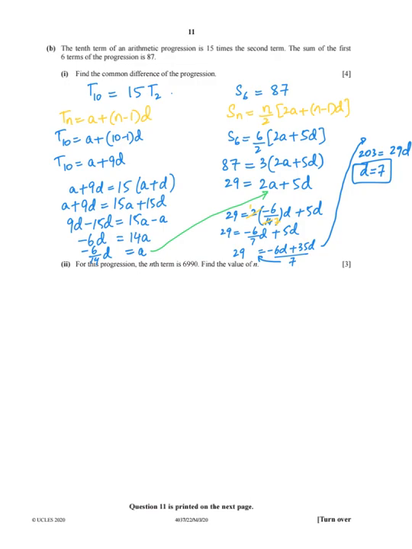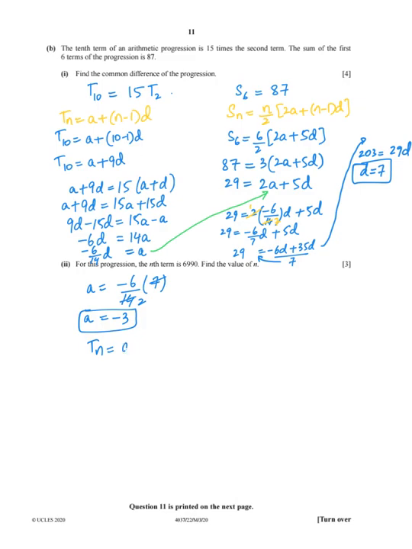For the second part, for this progression, the nth term is 6990. Find the value of n. But before that, we need to find out the value of a. So a is minus 6 divided by 14 times d, and d is 7. Seven ones are 7, seven twos are 14, and a is equal to minus 3. Now you have the value of a and d, so apply the working formula.